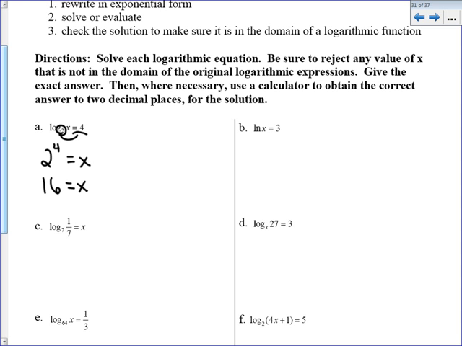So sometimes all you have to do is evaluate after you rewrite. There's not even solving to do here. It's just evaluating. And that's going to happen if your x is what you're taking the log of. So we know that x equals 16. Now the directions, if you read them, you're like, that's a lot of directions for that problem. It says be sure to reject any values of x not in the domain of the original logarithmic expression. How do we find domains of logarithmic expressions? That also would have been on your drill today.